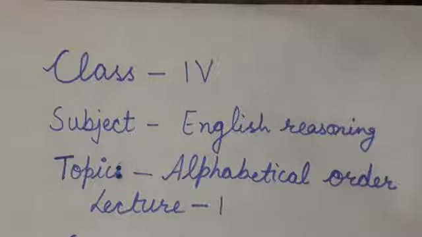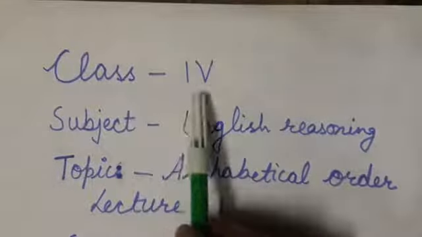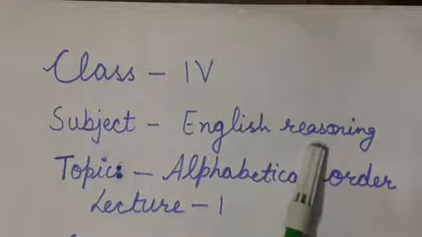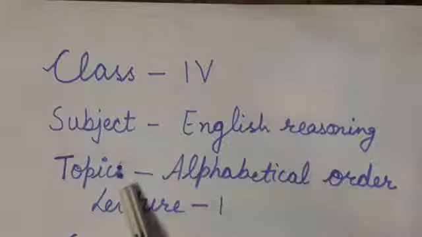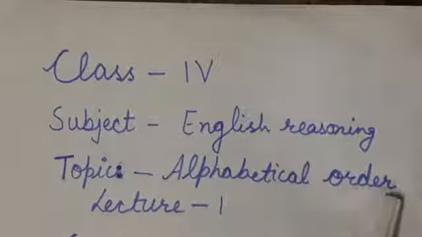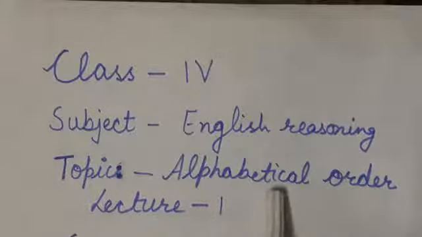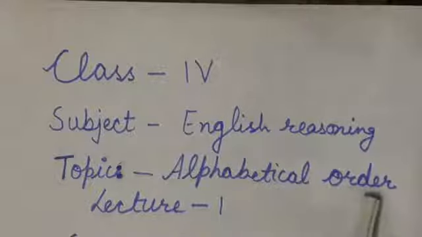So, I welcome you again to the session of Class 4, subject English Reasoning. I know very well that this is a new subject for you. I am going to tell you what English Reasoning is, and I will take the topic of alphabetical order, in which you should know about the alphabets basically. So this is our lecture 1 for this particular topic, alphabetical order.